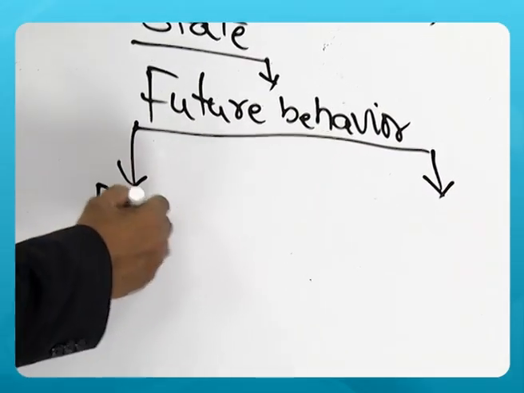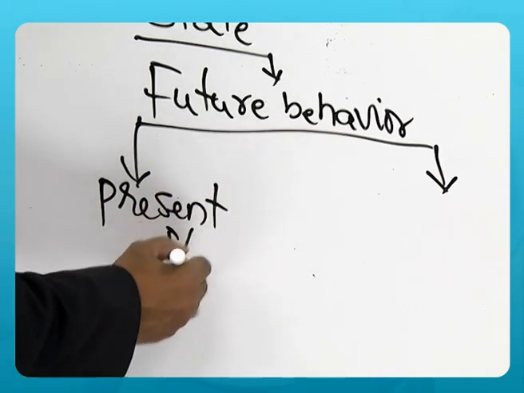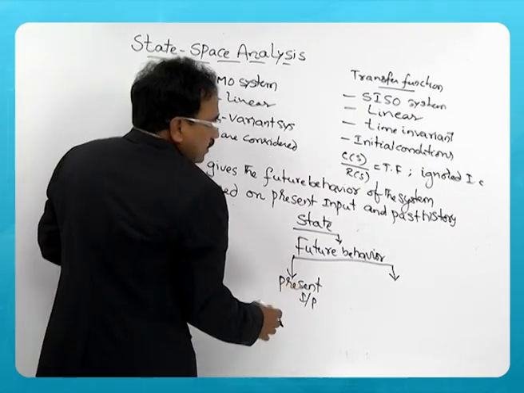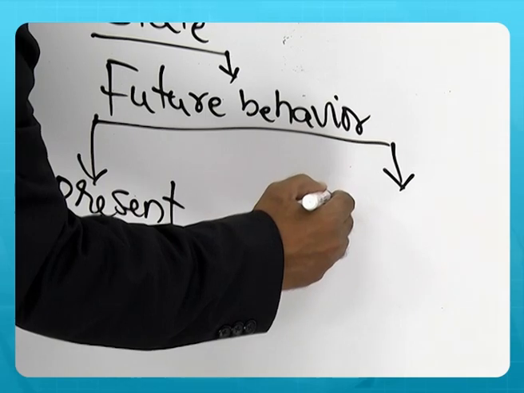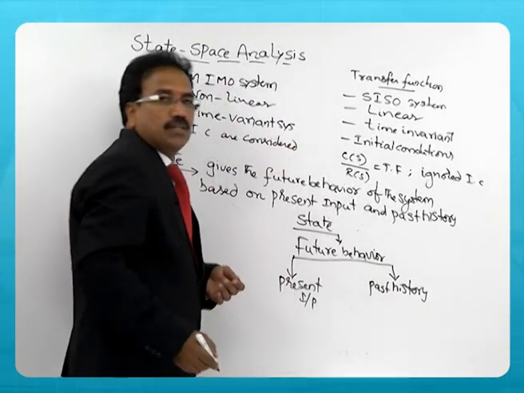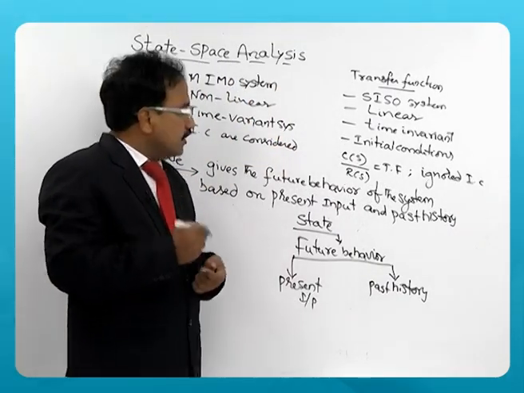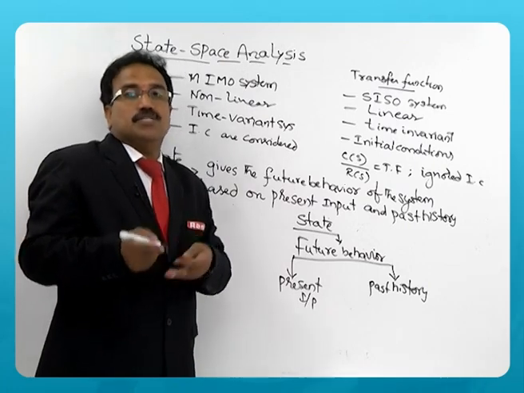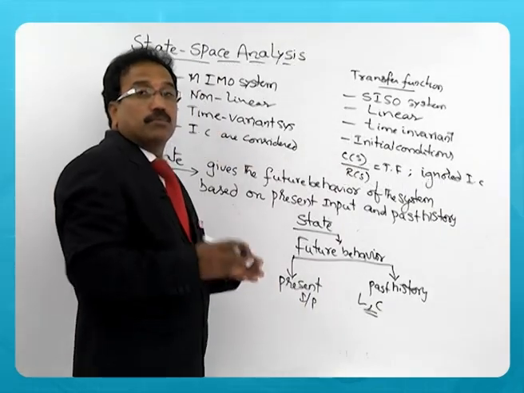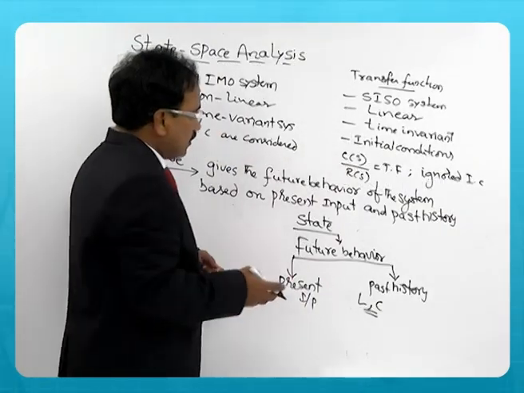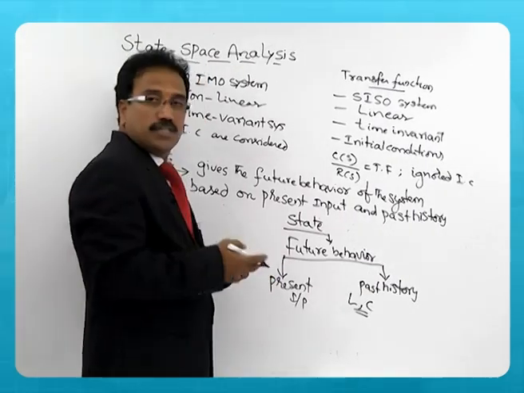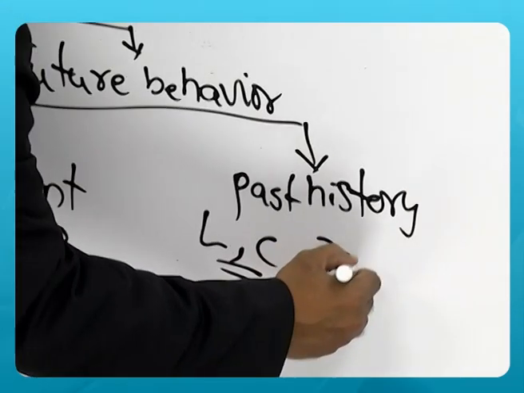One is present input. The system is excited at present input, and the other one is the past history. So, what is the meaning of past history of the system? If you take electrical engineering, past history means there must be energy storage elements. That means an inductor and capacitor must be there, memory elements or energy storage elements must be there in that, and initial conditions. That's nothing but past history, nothing but initial conditions.